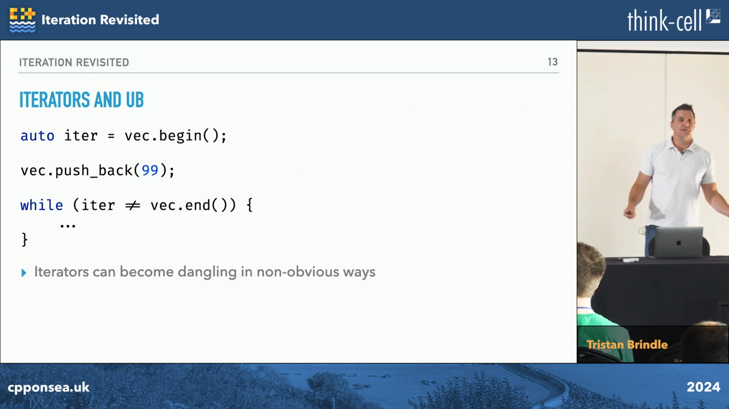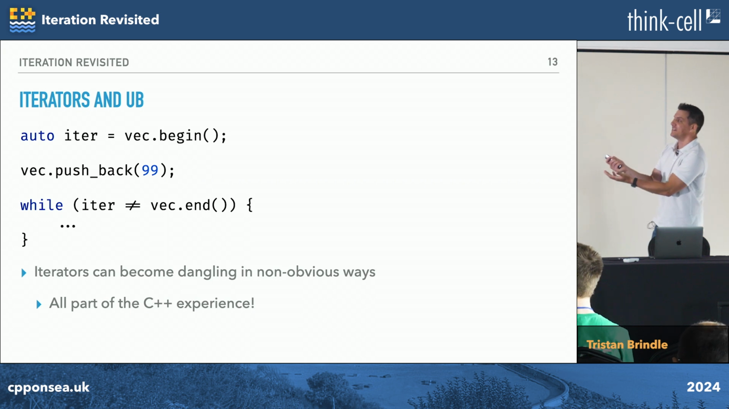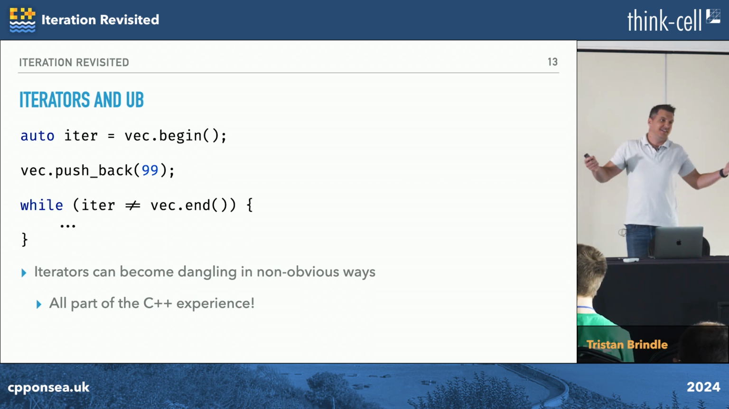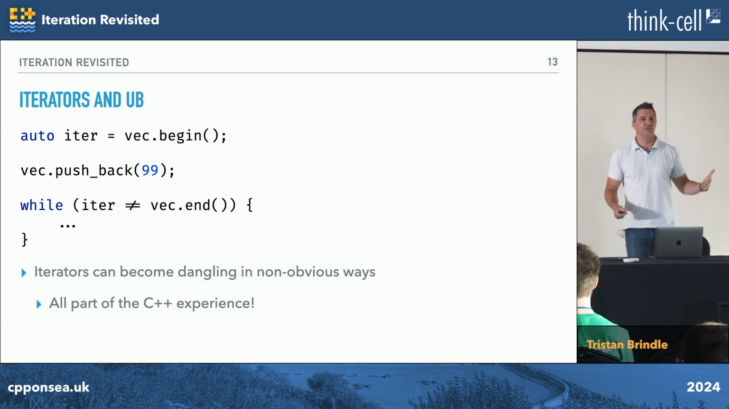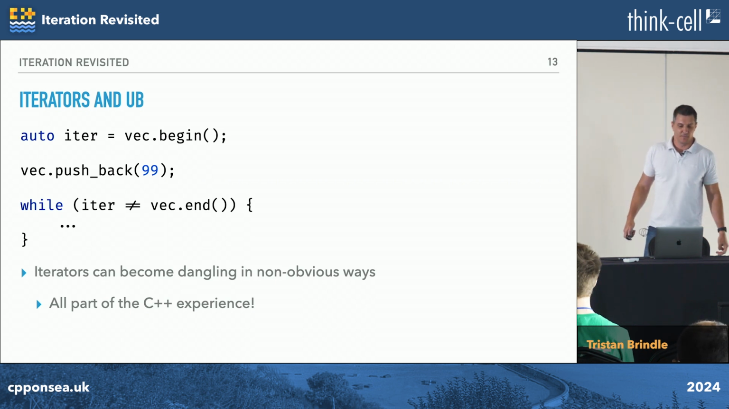So iterators can become dangling in ways that I think are highly non-obvious, if that's a sentence. And really, it's just all part of the C++ experience, right? There is no way of knowing in advance that this is going to be problematic. You just have to know, right? Either you read the documentation, or more likely, you've been bitten by this at some point in the past.